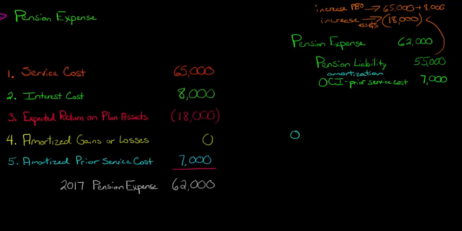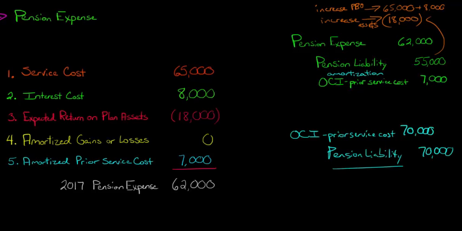So then when we did that, we would have debited other comprehensive income, prior service cost, for $70,000. Okay. And then we would have credited pension liability for $70,000. So we would have credited pension liability for $70,000.